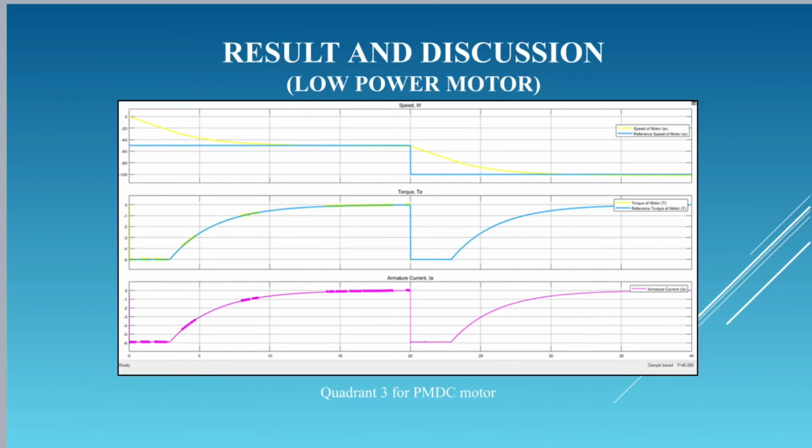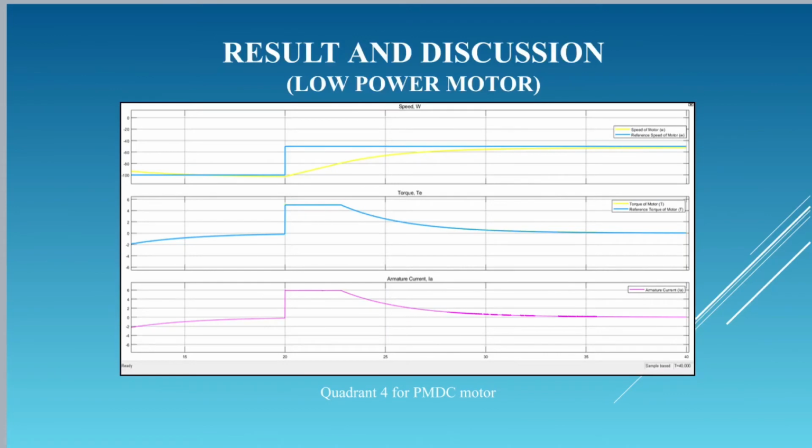Similar to quadrant 1, the torque is required to rotate the motor but in a different region, showing the reversing effect. Lastly, we go to quadrant 4. The result obtained shows the torque of the motor is positive while the speed of the motor is negative. The torque is required to rotate the motor in the reverse direction.